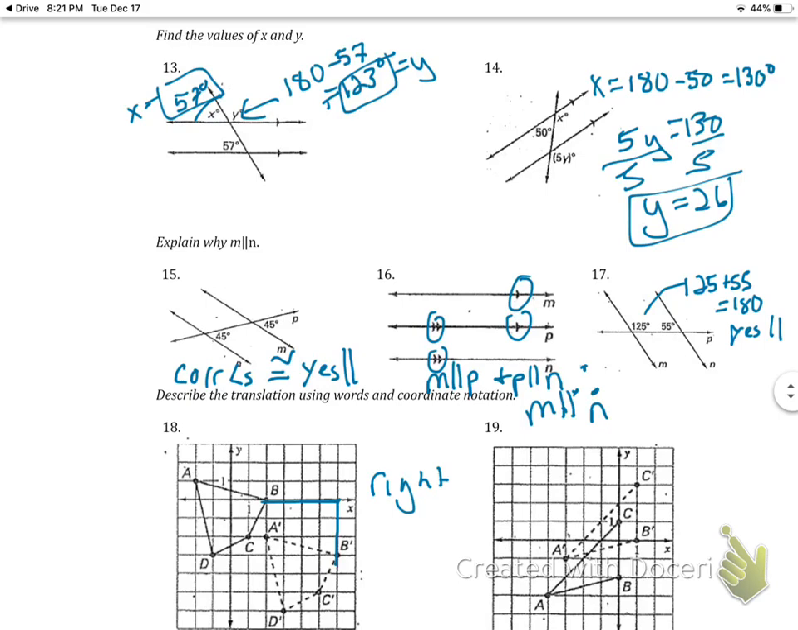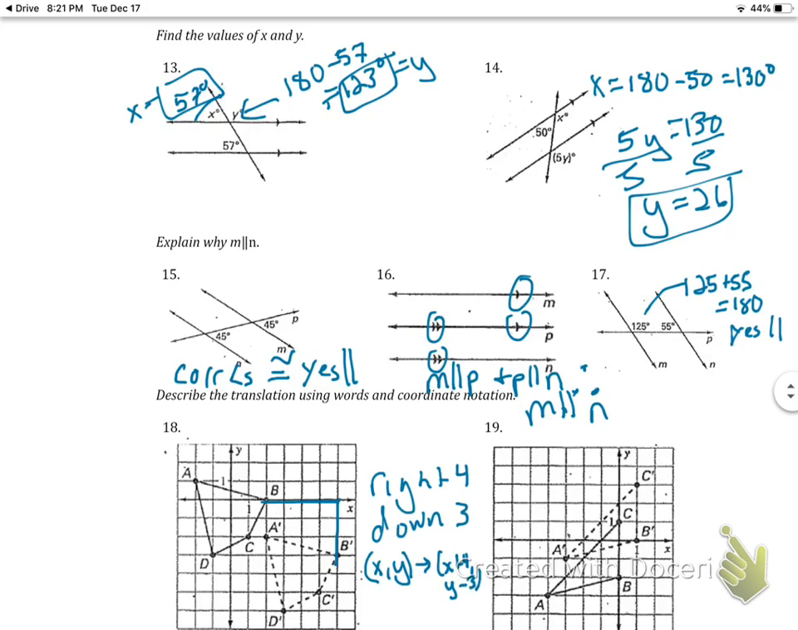So we see 1, 2, 3, 4, right 4, and down it appears to be 3. So that's how you write it in words. Remember, when we write it in coordinate notation, it has to be x comma y, arrow. X right is positive, so plus 4, y minus 3, because you're going down.